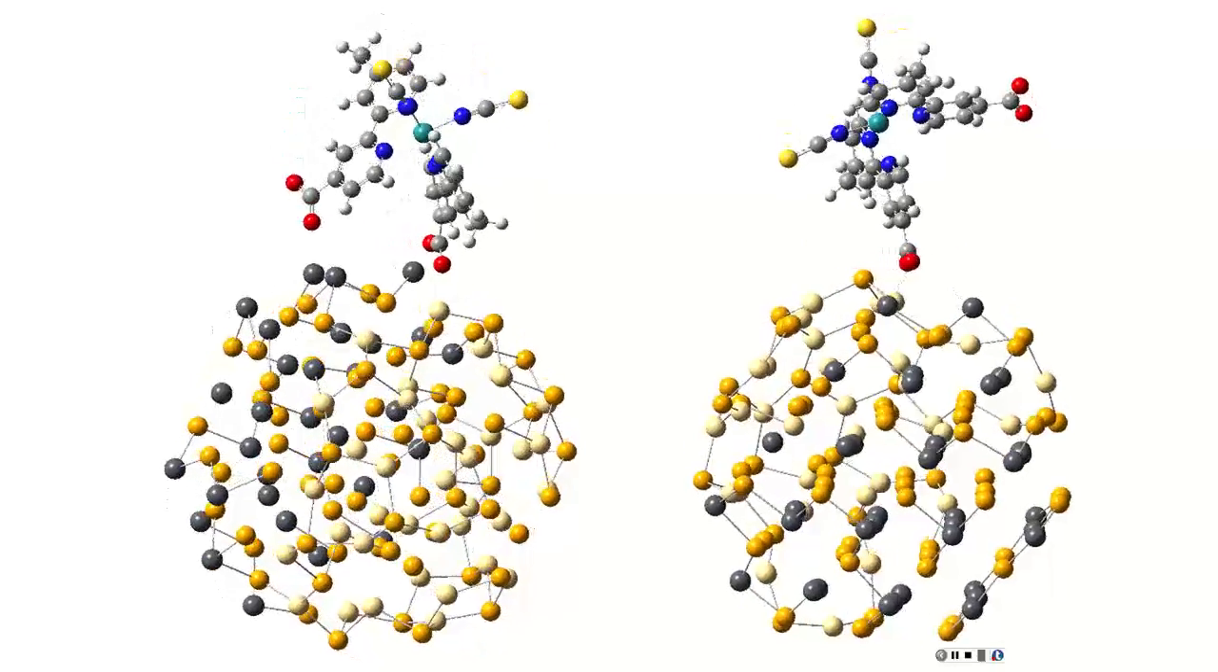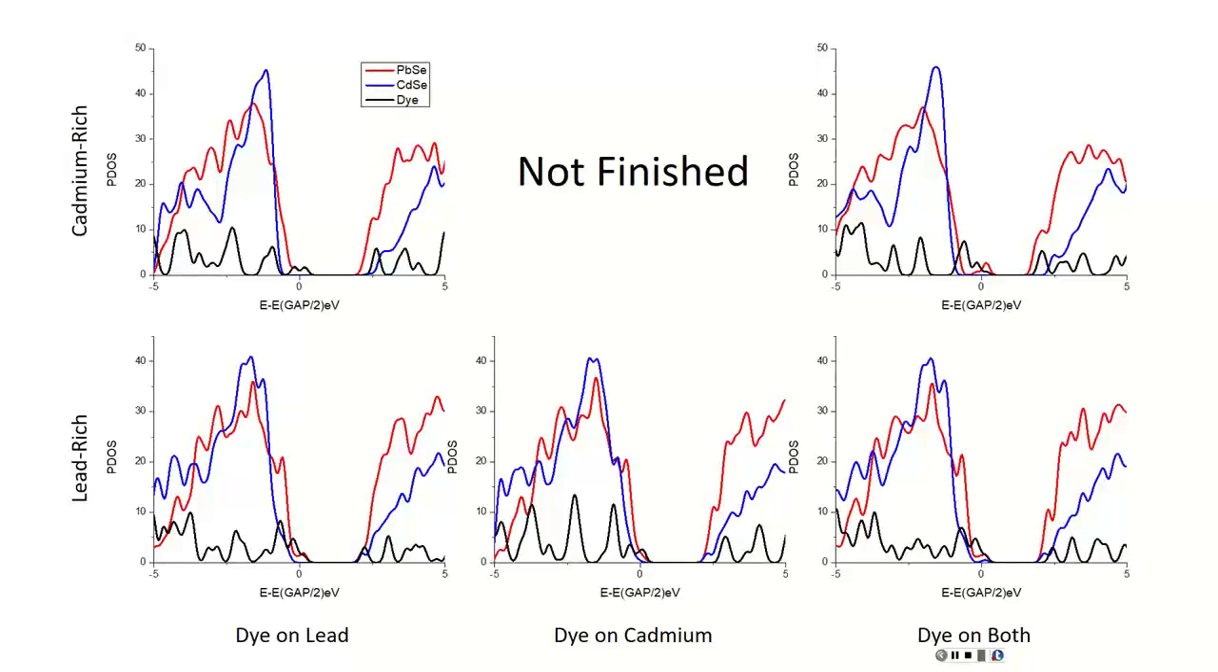So, the next slide is some partial DOSes. Again, the cadmium-rich one isn't finished. Just a second, is this side lead enriched or not? Cadmium-rich is on top. Ah, okay. And not finished, just that one structure is not finished.